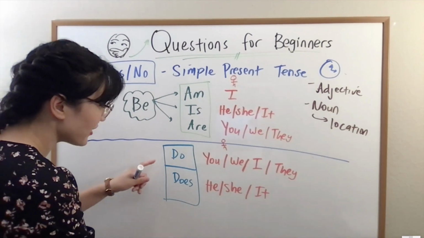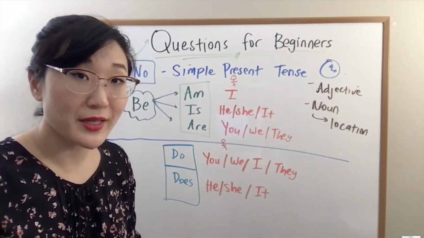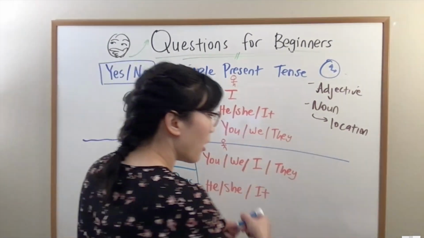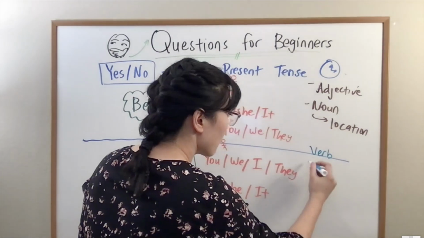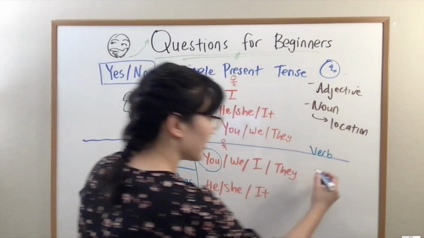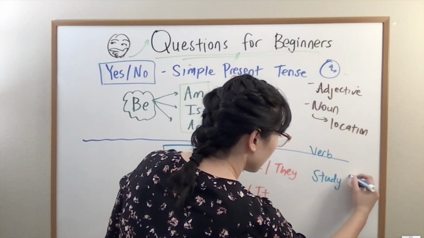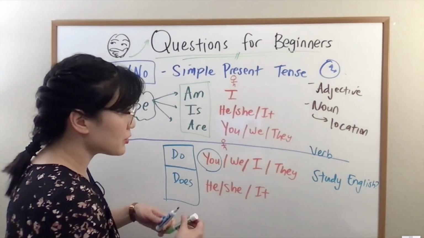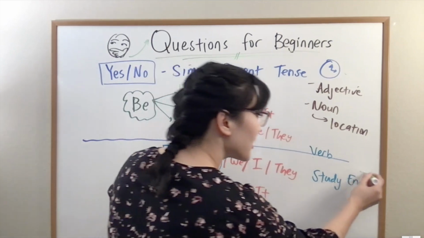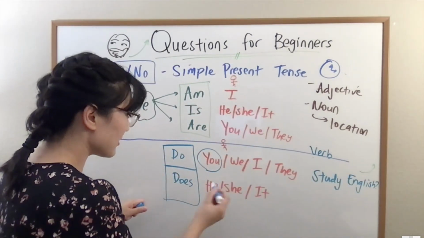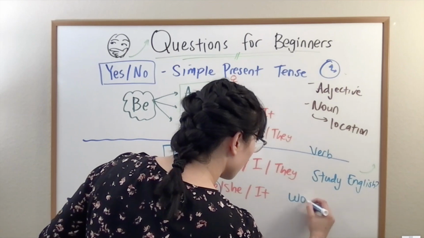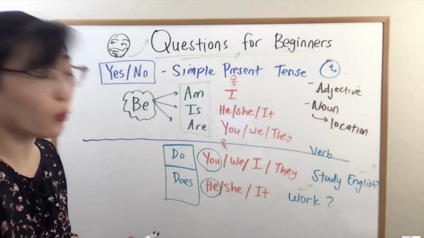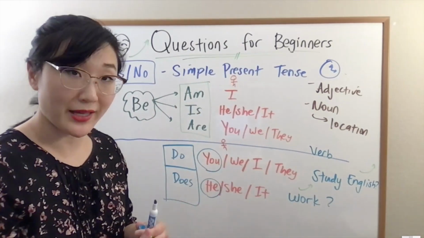But this is not finished. This is only one part of the question. It's an auxiliary verb. I need my main verb here. So for example, do you study English? Yes and no questions go up. So do you study English? Or does he work? Your husband, your boyfriend, your son, does he work? It goes up like an airplane, okay?